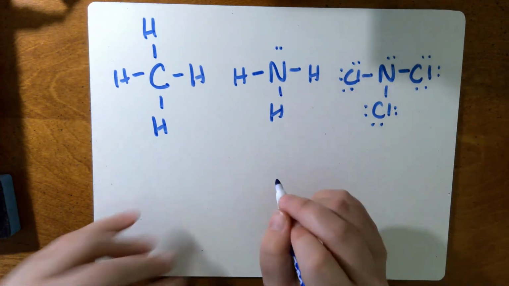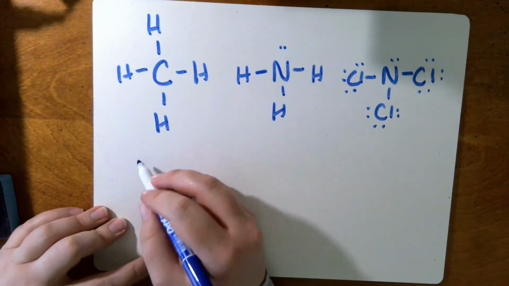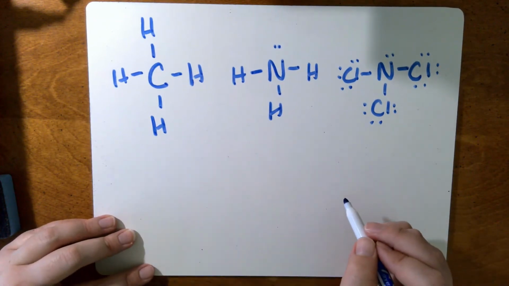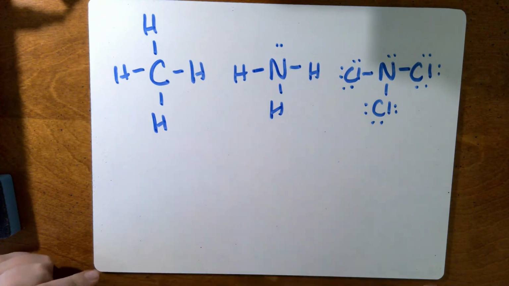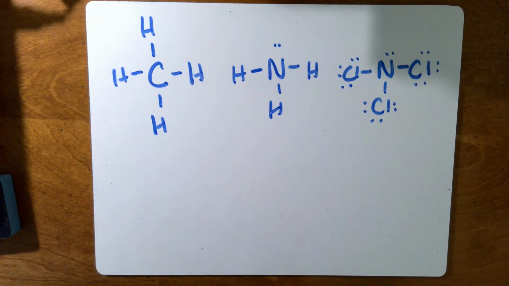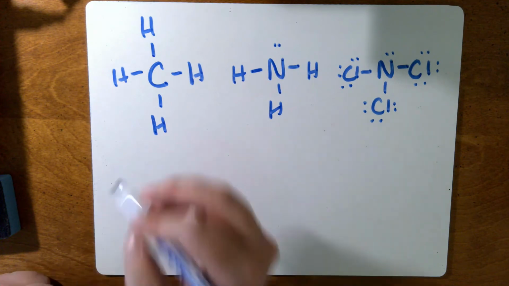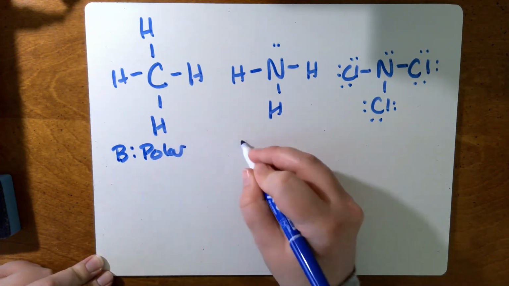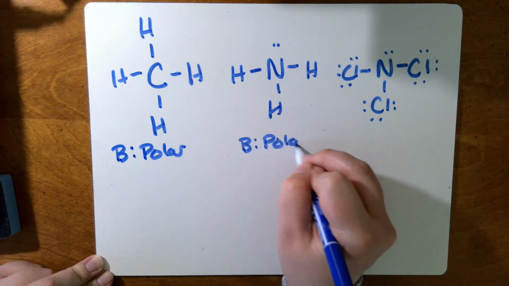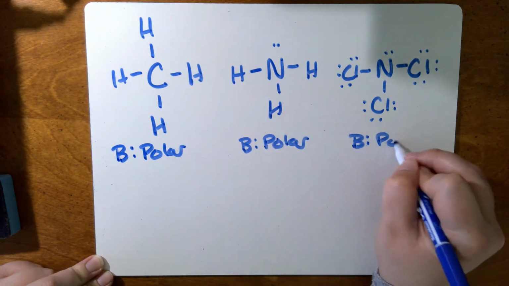All right, now, one thing that I think is important to note is that all of these have polar bonds. And they have polar bonds because the bonds are between two different atoms, right? And we're assuming they have different electronegativity values. But we have to figure out if the molecule is polar or nonpolar. So the bonds in all of these are polar. The bonds are polar. The bonds are polar.